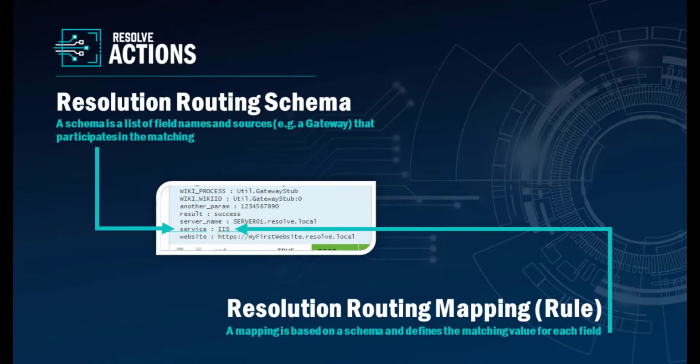There are two concepts that we must understand first before we can create the new resolution routing rule. The first is defining a resolution routing schema that includes a name of one or more of those worksheet parameters. In our case, it's going to be the service parameter. And the second is the actual rule that includes the value of those parameters. Again, in our case, it's going to be the value of IIS.